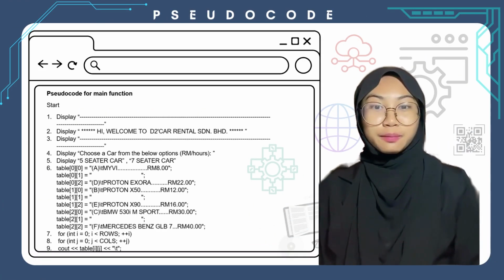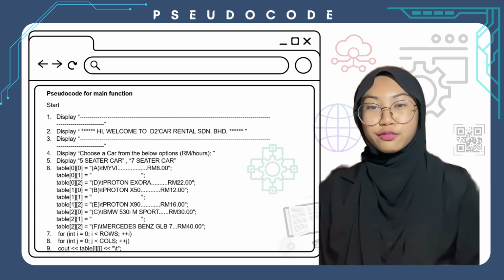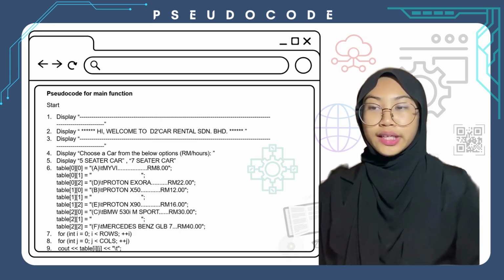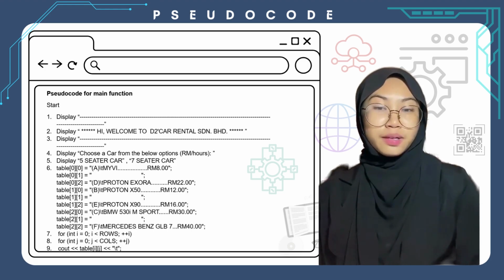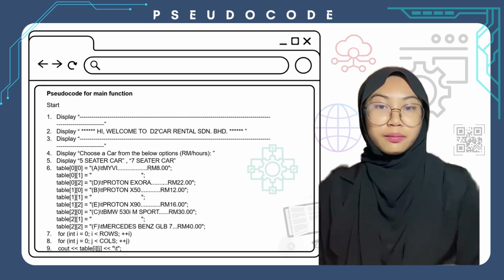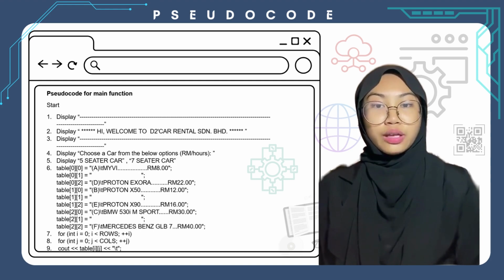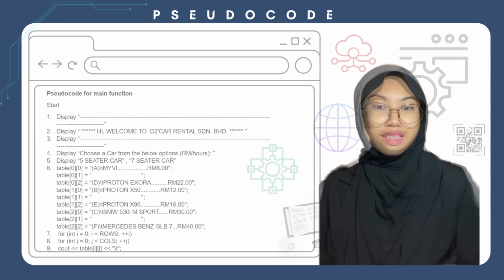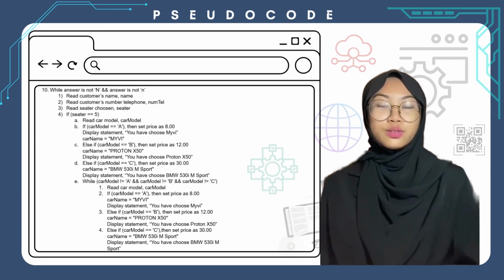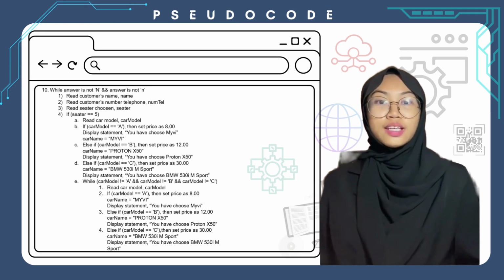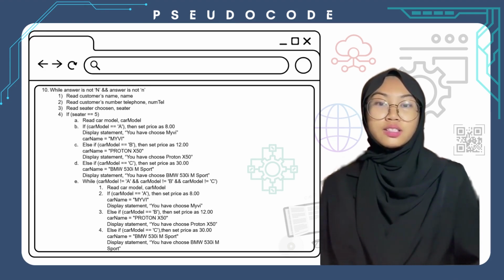Now, I'm going to explain to you about the pseudocode for the main function. From number 1 until number 6, which will be displayed on the output, and number 7 until number 9 is the loop for the two-dimensional array on number 6. For line number 10, we will be using the sentinel control while loop. The statement will stop executing if the customer enters the capital or small letter n.